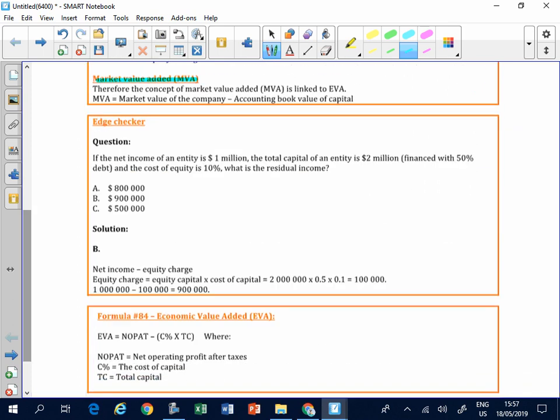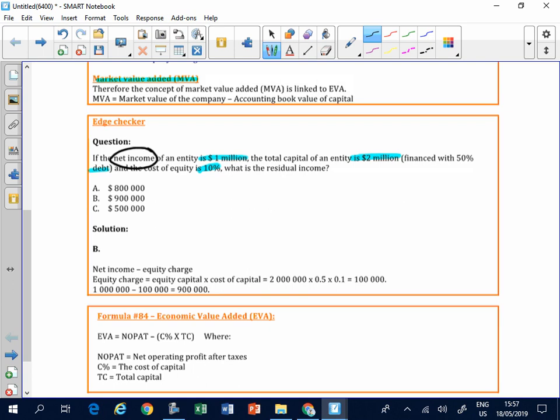Okay, so question: if net income of the equity is 1 million and the total capital of the entity is 2 million, financed 50/50, and the cost of equity is 10%, what is the residual income? Okay, now let's start. Net income. That automatically tells me that we're going to work with cost of equity. Why? Because we don't have the net operating profit or anything like that. We've got the net income.